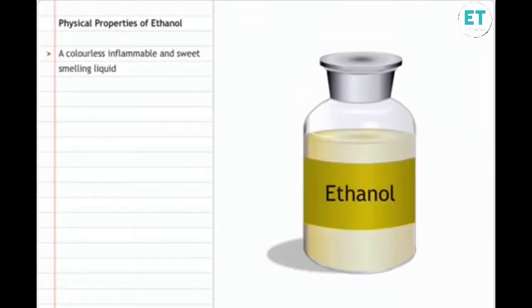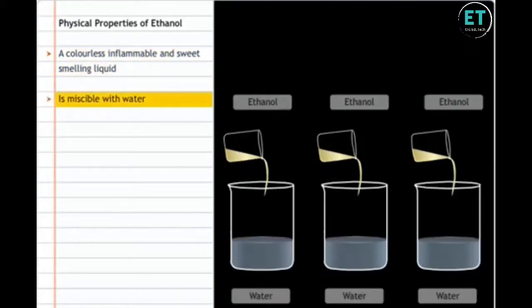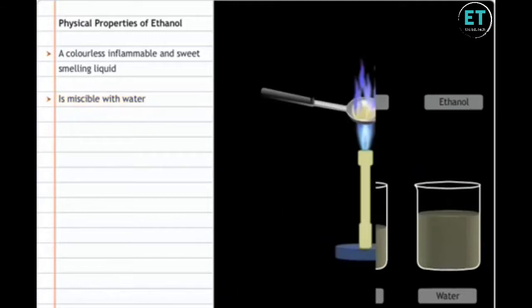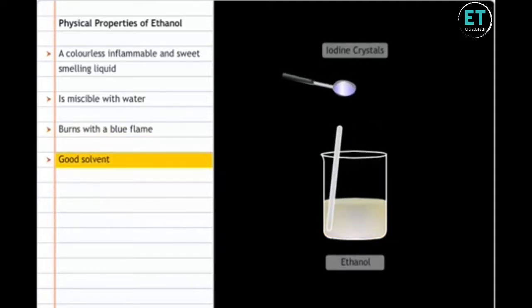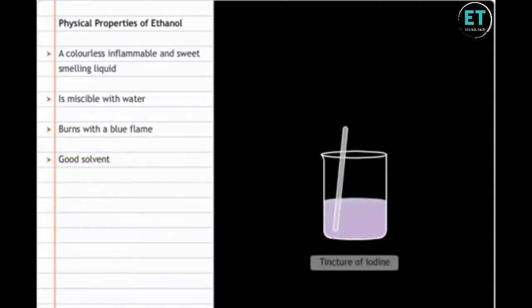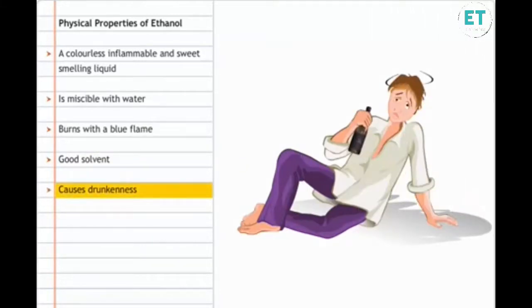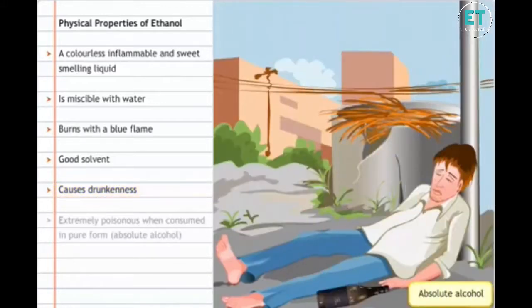As a typical member of the alcohol family, ethanol is a colorless and inflammable sweet-smelling liquid. It is miscible with water in all proportions. It burns with a blue flame. It is a good solvent that dissolves most known substances. Ethanol can cause drunkenness on consumption, even in small quantities of dilute ethanol. If consumed in its pure form, even in small quantities, it can be poisonous and can prove fatal. Pure ethyl alcohol is called absolute alcohol.